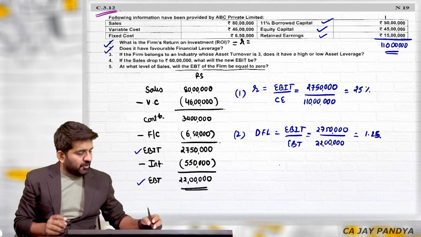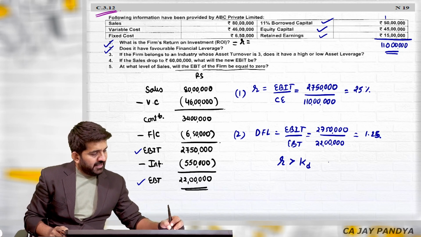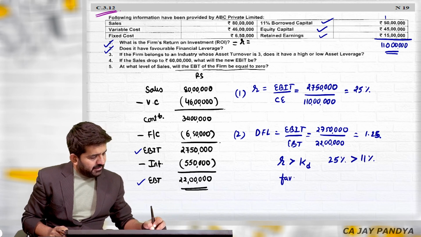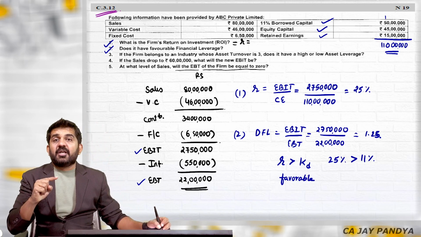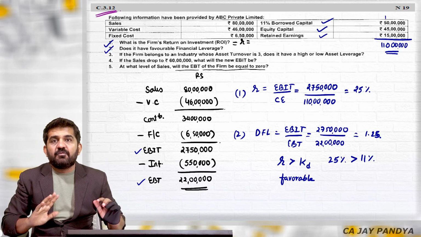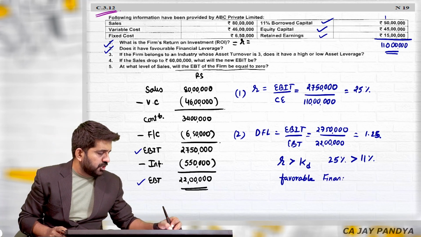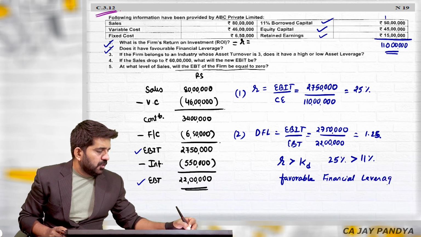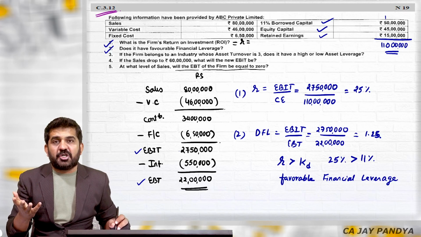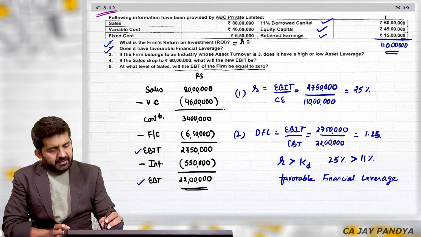How do we find out the trading on equity? If R is greater than KD, is it true? Yes, R is 25%, greater than 11%. There is favorable leverage. In capital structure we wrote favorable leverage because at that point we had understood only financial leverage, not operating leverage. What we have learned in capital structure is that if you have a favorable financial leverage, increase the debt proportion in your capital structure, your EPS will be comparatively higher and your MPS will also be comparatively higher.